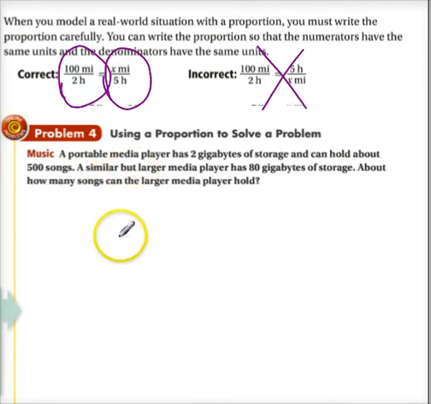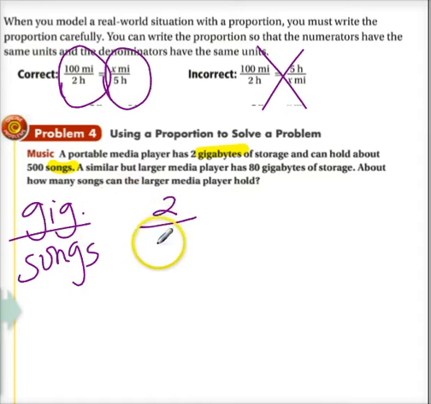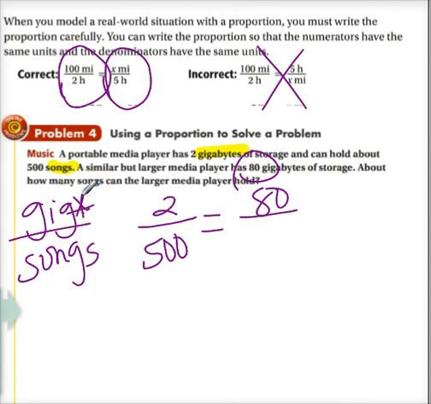So in our example, a portable media player has 2 gigabytes of storage and can hold about 500 songs. A similar but larger media player has 80 gigabytes of storage. About how many songs can the larger media player hold? So we're missing a piece of information. Notice we're talking about two things, gigabytes and songs. I'm going to decide right now that I want gigabytes on top and songs on bottom. So in my first media player, the portable one, 2 gigabytes, because it's on top, can hold about 500 songs. We're going to set this equal and make another proportion. The larger media player has 80 gigabytes, so that's going on top because I've identified that already. How many songs can it hold? That's the value I don't know.